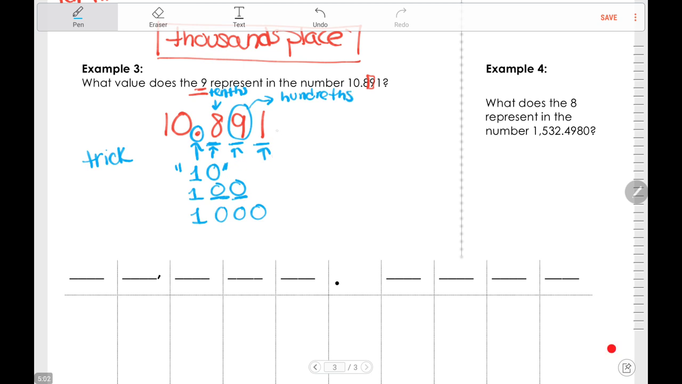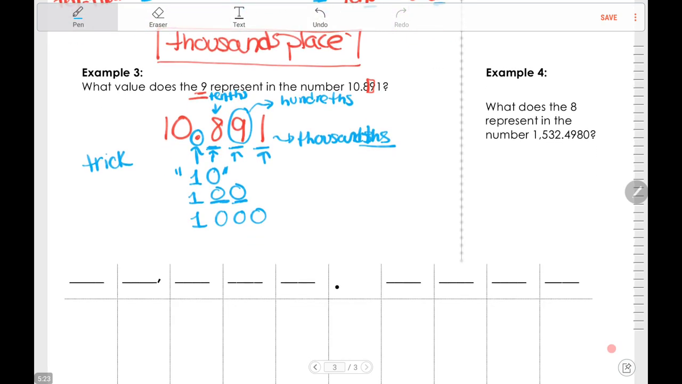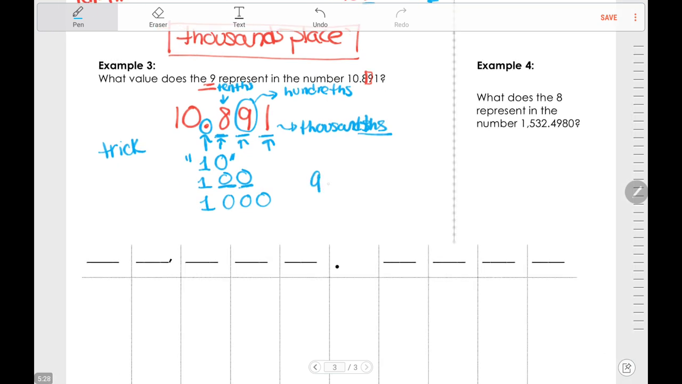And lastly, this spot would be the thousandths. So it's the same words that we did up top, but now it has a TH at the end. Thousandths. Where here, all of them ended in a D-S. Hundreds, tens, ones. Now we have thousandths, tenths. Okay, so the 9 represents the tenths place.